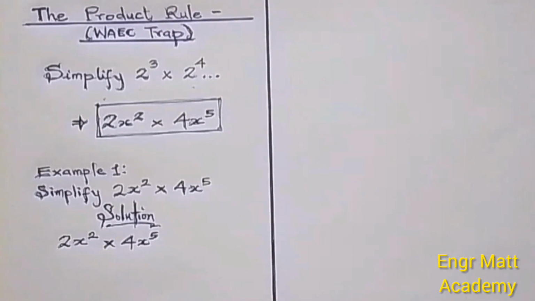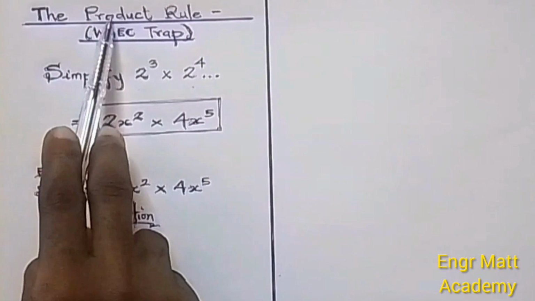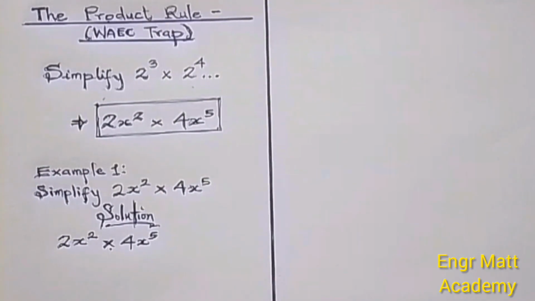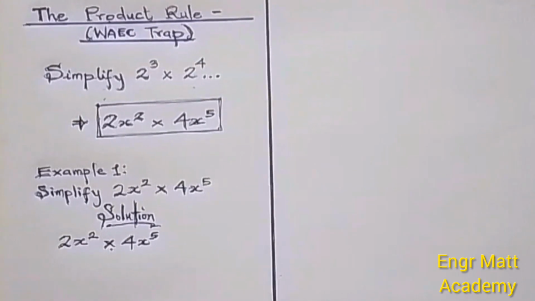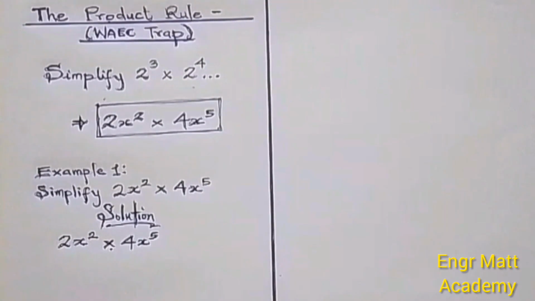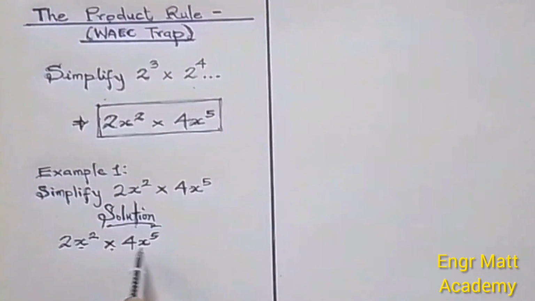The first thing is to see that it is a multiplication problem. Then we apply the product rule. The next thing is to identify the base. The base is the number that has a power. Here, x has power 2, and here, x has power 5. So the base is x.